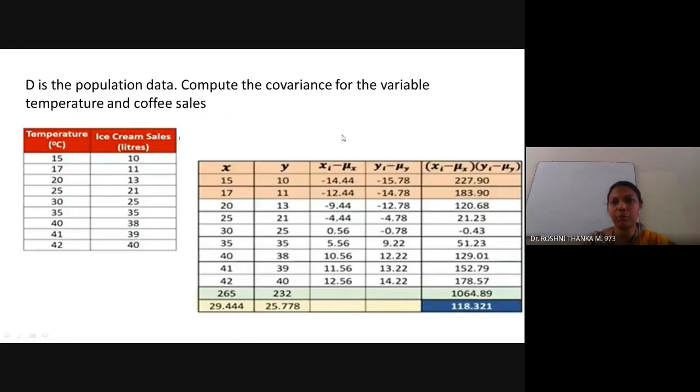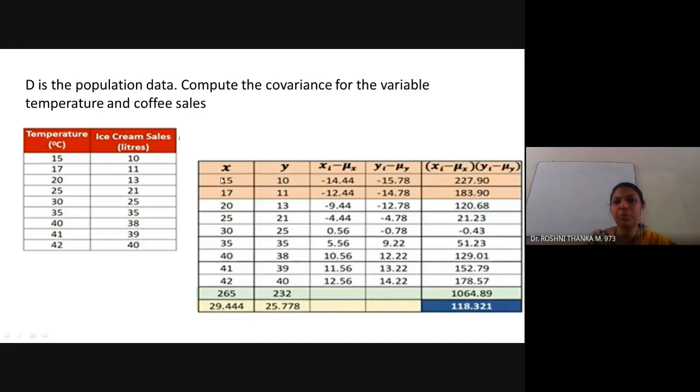First we have to find the mean, because we want x bar. Mean means average. The sum of all these is 265, and divided by the total number, we get 29.44. That is the x bar, and y bar is found as 25.778. The total of y is 232, divided by n, which is 9, so you get 25.778.